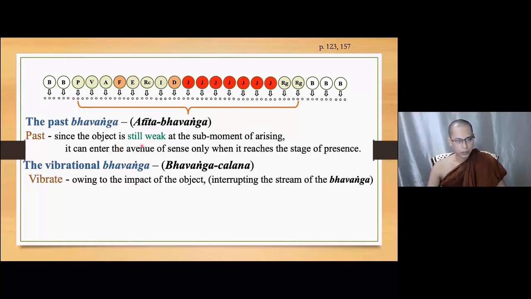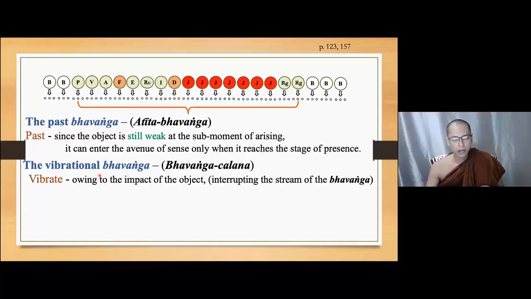So the object is still weak and cannot be taken by the sense consciousness. It has at least passed one moment. Having passed one moment, that bhavanga is called the past bhavanga. Then the second moment of the mind movement is called the vibrational bhavanga, similar to vibrating. Due to the impact of the object on the sensitivity, the bhavanga is shaken. The bhavanga is shaken because they are connected.